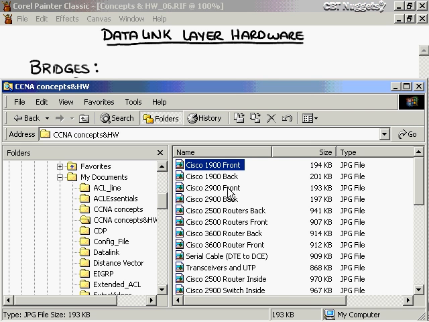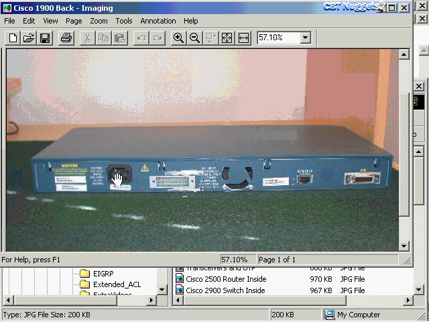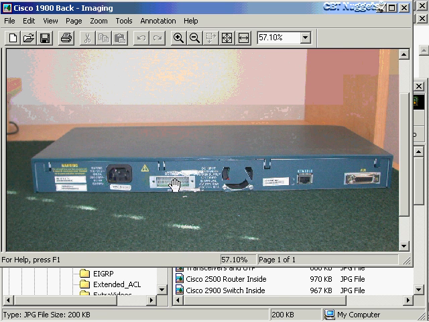Now we're going to look at the back side of a 1900. This is where it's a bit more uneventful. We have the power cable receptacle. We have a place for DC input. Remember, this is AC, so this could be DC. A fan, the console that's always going to be there, and an AUI connection.